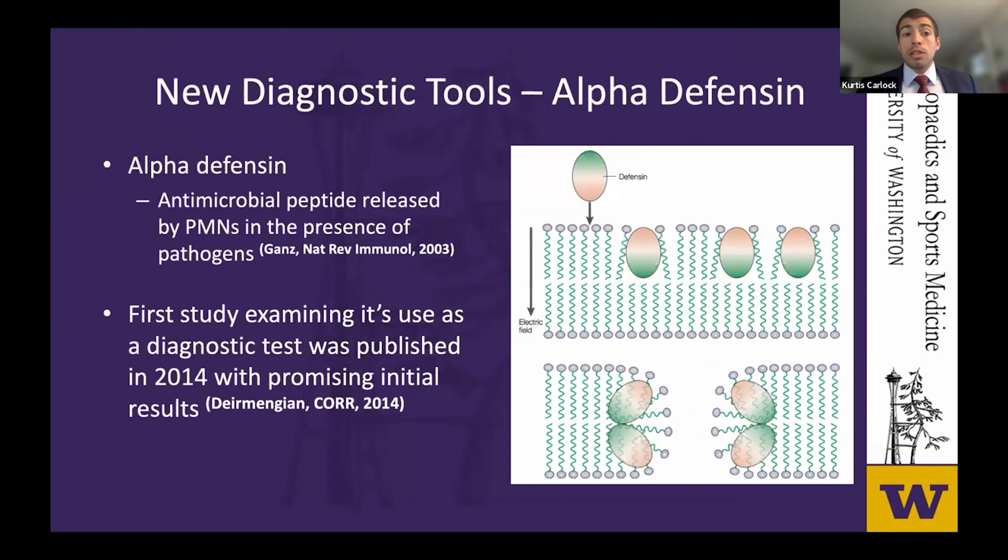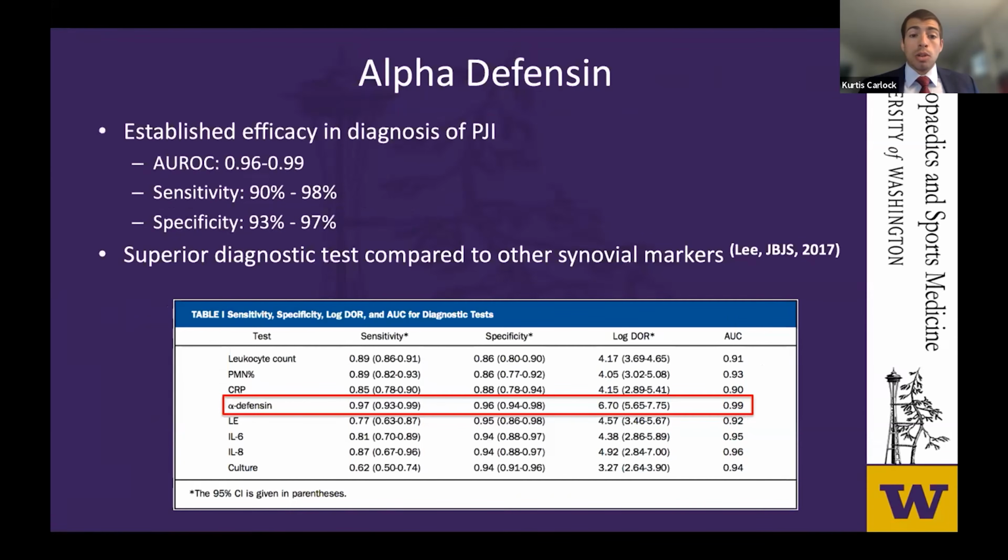So next, moving on to alpha defensin as our next new diagnostic tool. Alpha defensin is likely the new synovial marker that's been greeted with the most enthusiasm, has been viewed as being the most promising. Alpha defensin itself is an antimicrobial peptide that's released by neutrophils in the presence of pathogens. It was initially studied as a PJI marker back in 2014 and has had very promising results.